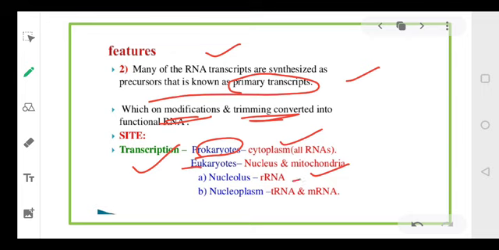While rRNA will be made in the nucleolus, tRNA and mRNA are made in the nucleoplasm. So we have given the further division also, but there is no need to remember this one. But you need to remember this, that in case of eukaryotes, the transcription process occurs in the nucleus and the mitochondria.